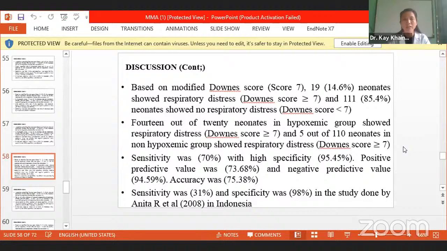Based on score 7, sensitivity was 70% with high specificity 95.45%. Positive predictive value was 73.68% and negative predictive value 94.59%. Accuracy was 75.38%. Sensitivity was 31%, specificity was 98% in the original study.